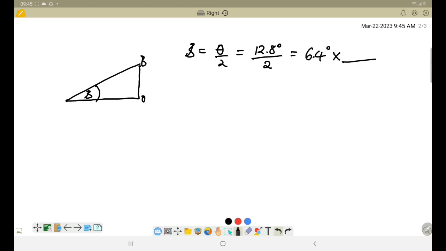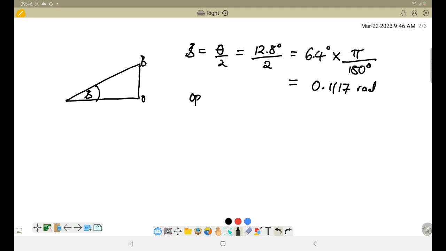But of course, we want to work with everything in radians. So we should put our calculators in radians. To convert from degrees to radians, we must multiply by pi over 180. Pi over 180 times 6.4 is 0.1117 radians. So that is our beta.